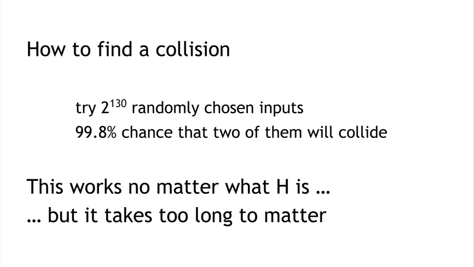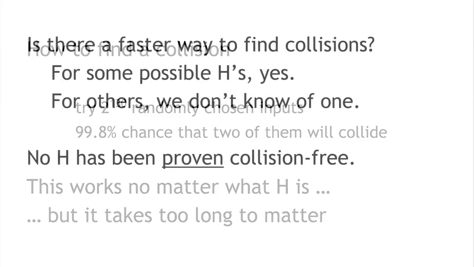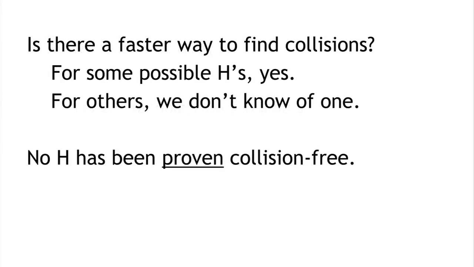The question is, is there some other method that could be used on a particular hash function in order to find a collision? That's the question that is harder to answer. Is there a faster way to find collisions? Well, for some possible values of hash functions, of course there are. For example, if our hash function were to simply take the input modulo 2 to the 256, that is, it just selected the last 256 bits of the input, then we would know an easy way to find a collision. One collision would be the values 3 and 3 plus 2 to the 256. So for some possible values of the hash function, it's very easy to find a collision. For others, we don't know.